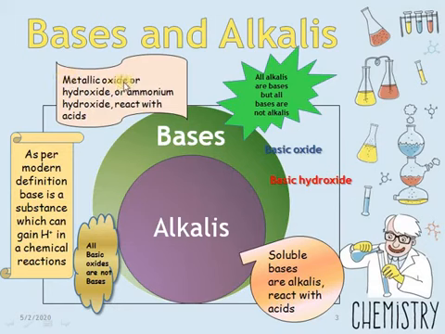Now bases are metallic oxides or hydroxides or ammonium hydroxide which react with the acids. As per the modern definition, a base is a substance which can gain hydrogen ions in a chemical reaction. Now if you go to alkali, you will find that soluble bases are called alkalis. These also react with the acids. Now there are two types of bases. One comes from basic oxide, another comes from basic hydroxide. Again, all metallic oxides are not bases. These are the learnings from this video.